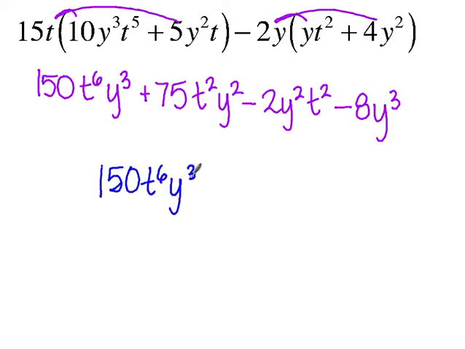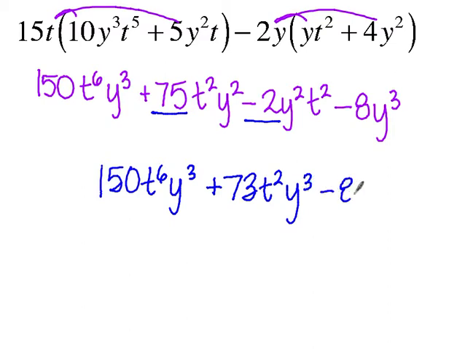Next, I'm looking at the next term, t squared y squared. Do I have a t squared y squared? Yes, I have a 75 here and a negative 2 here, which is 73. And then last but not least, I have my minus 8y cubed.